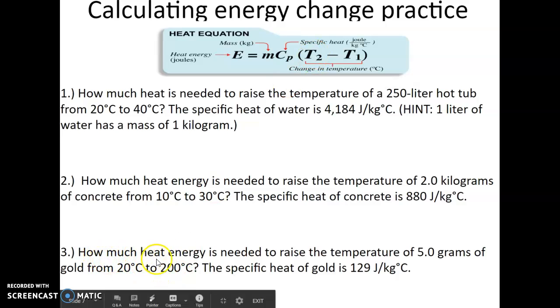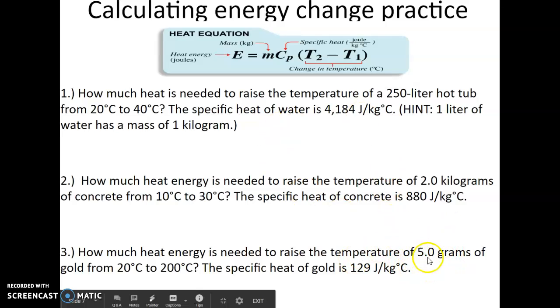Problem 3, how much heat energy is needed to raise the temperature of 5 grams of gold from 20 degrees Celsius to 200 degrees Celsius? The specific heat of gold is 129 joules per kilogram degree Celsius. So for this particular problem, again, we're doing the same thing. We want to know how much heat I need to add to the gold in order to raise its temperature from 20 to 200 degrees Celsius, but my mass that I'm given is in grams. Remember, your mass needs to be in kilograms. So I'm going to have to convert 5 grams to kilograms.